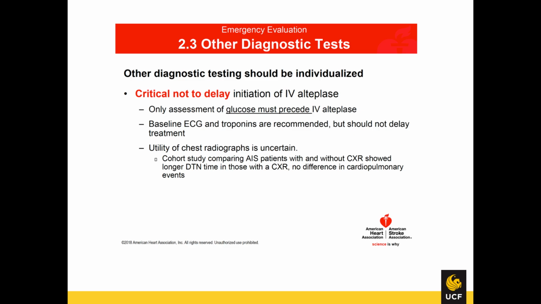All right, moving back to our most recent guidelines, other diagnostic tests. It's critical not to delay IV alteplase. In ischemic stroke, we've got to get the TPA on board. The only assessment that can precede this is going to be glucose. Baseline EKG and troponins are recommended, but again, if that is going to delay IV alteplase therapy, we don't do it. Utility of the chest x-ray is uncertain.